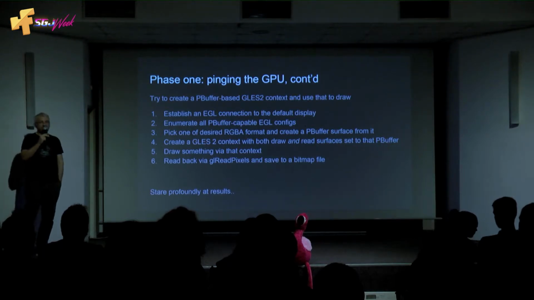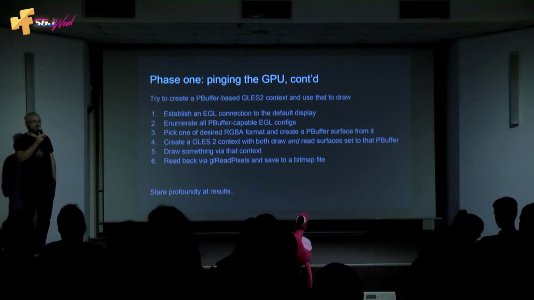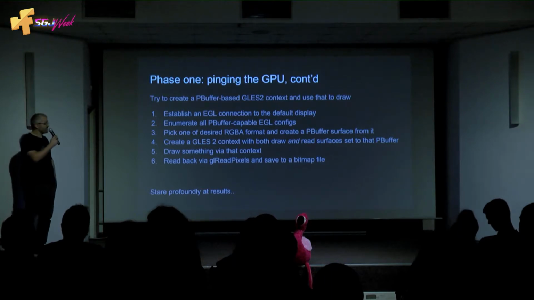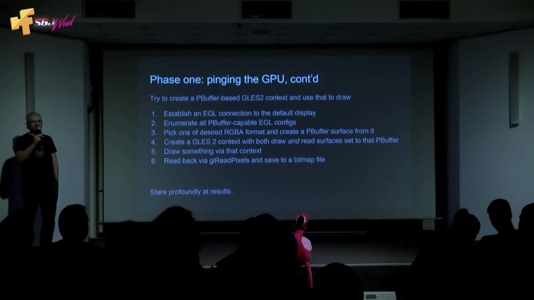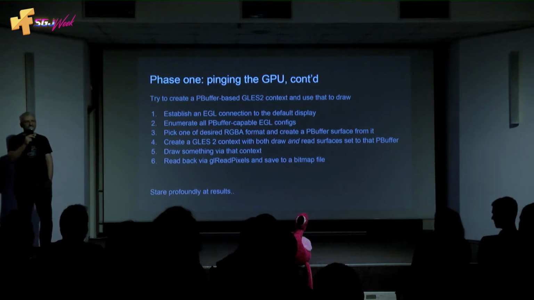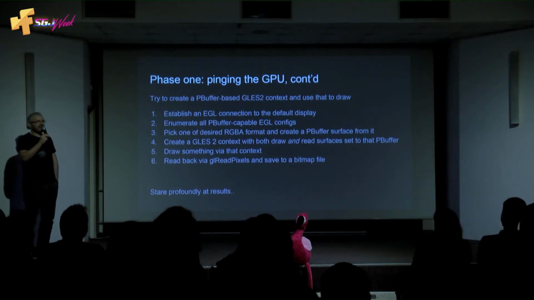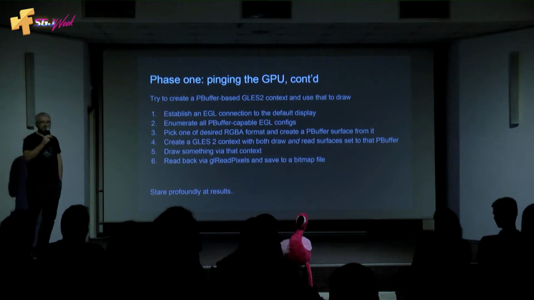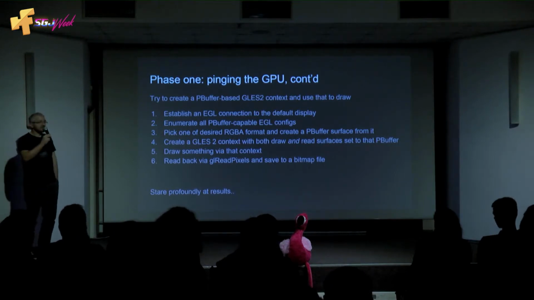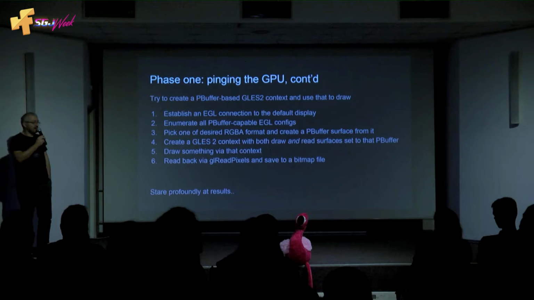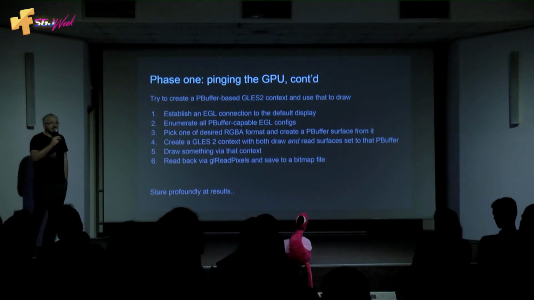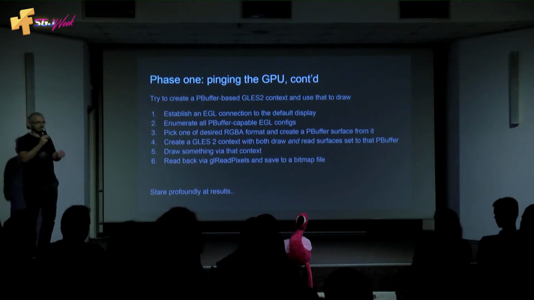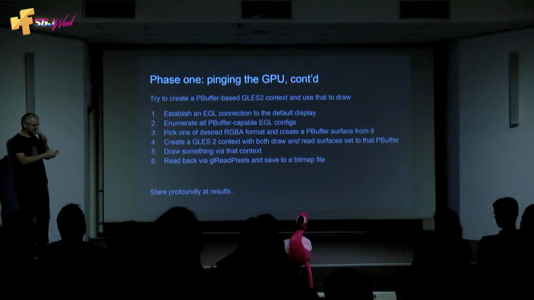We ask EGL to create a surface from the pbuffer, and then we create an OpenGL2 context that has this pbuffer-based surface set as both draw and read surface. And voila, we have a context that we could try rendering to. We draw something in that context, and then we read back the content of the frame buffer via GL read pixels and see what happened. We save that to some popular file format, and then we see what happened.